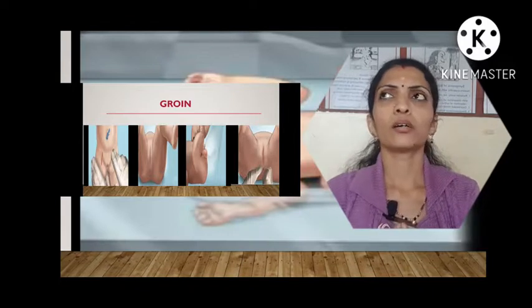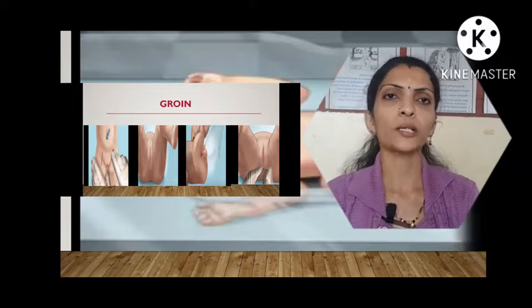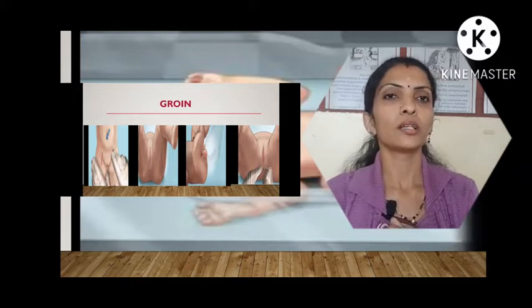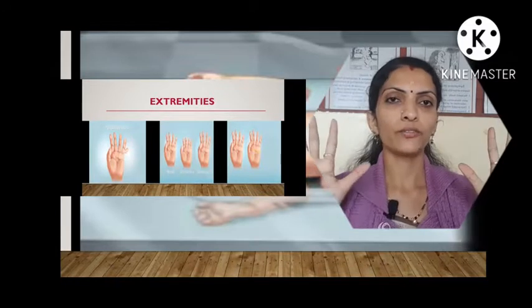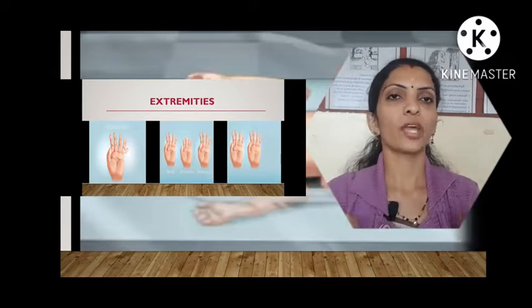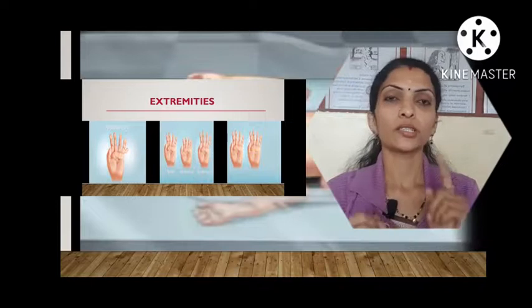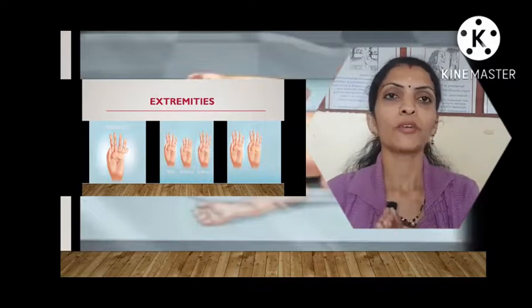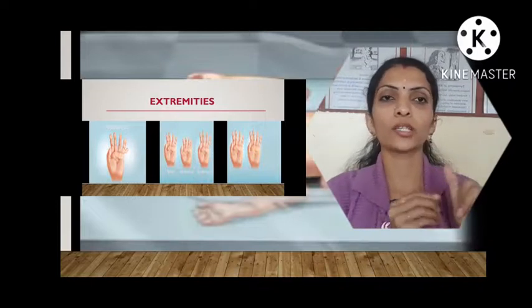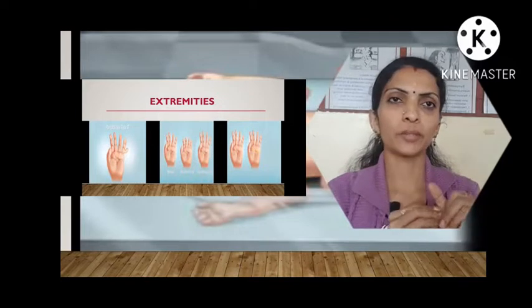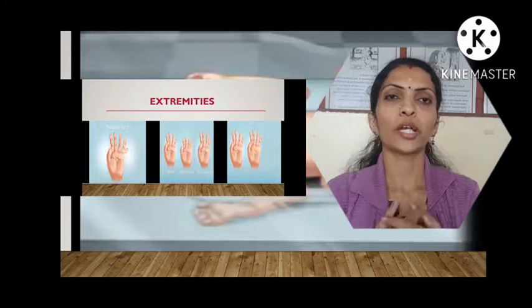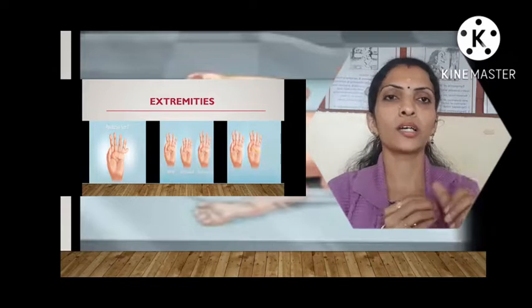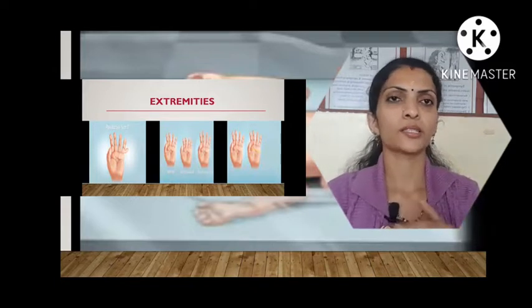And after this groin part, what will you examine? You will examine the extremities. In extremities, what all should we find? 10 fingers first of all, right? 10 fingers. Because some babies or some persons will have extra finger growth in an upper extremity, that is known as polydactyly, right? Polydactyly type B, extra finger in the upper extremities.